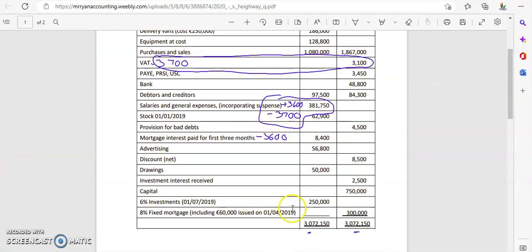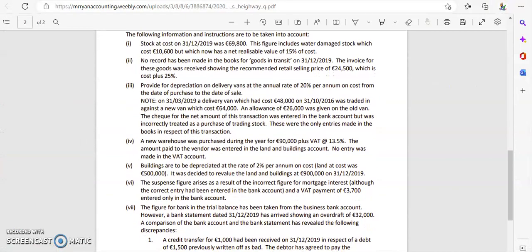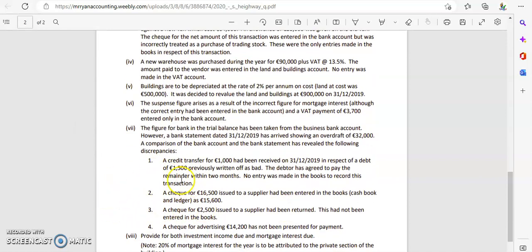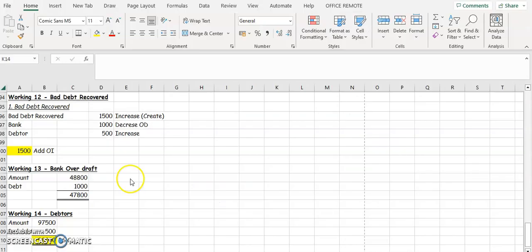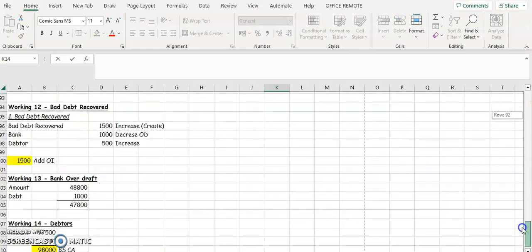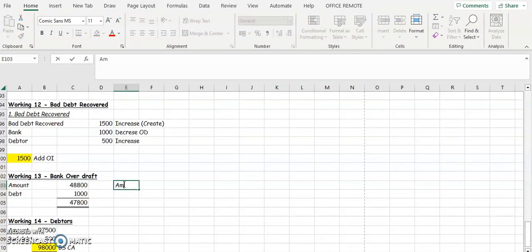Second adjustment then, it's saying in the question that we paid our creditors, or a check for 16,500 issued to a supplier had been entered in the books, cash book and ledger. So it means we put into the cash book and the ledger 15,600. So we need to decrease our creditors by 900, but increase our bank overdraft by 900. And the 900 is got by taking the 15,600 away from the 16,500. So we're going to adjust our bank figure by 900.